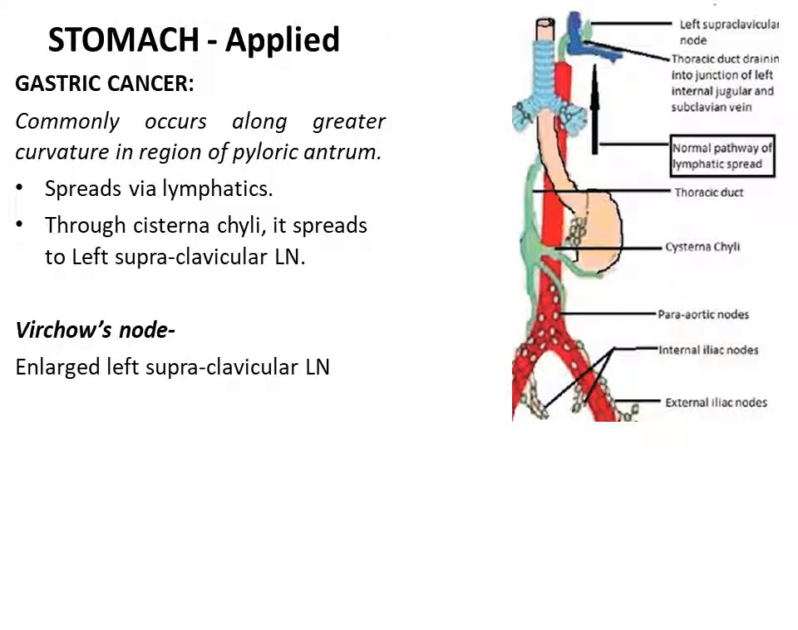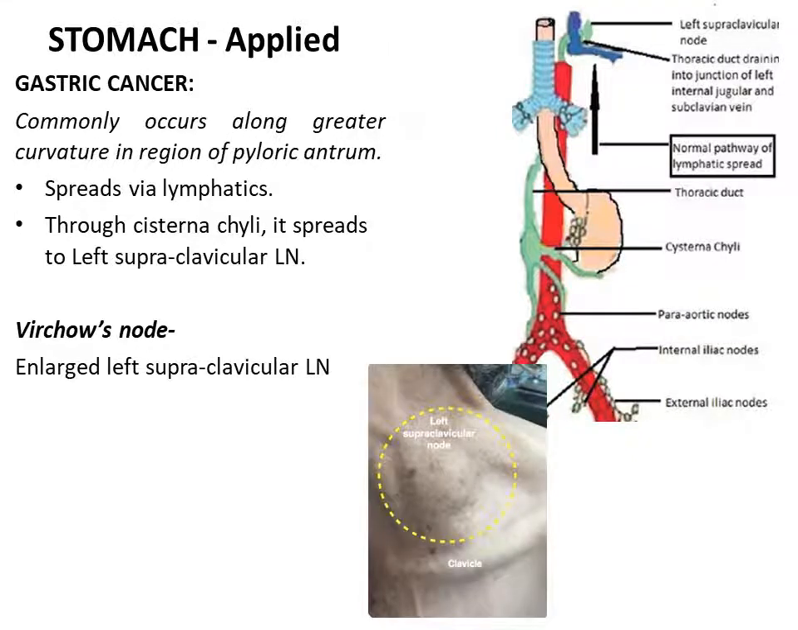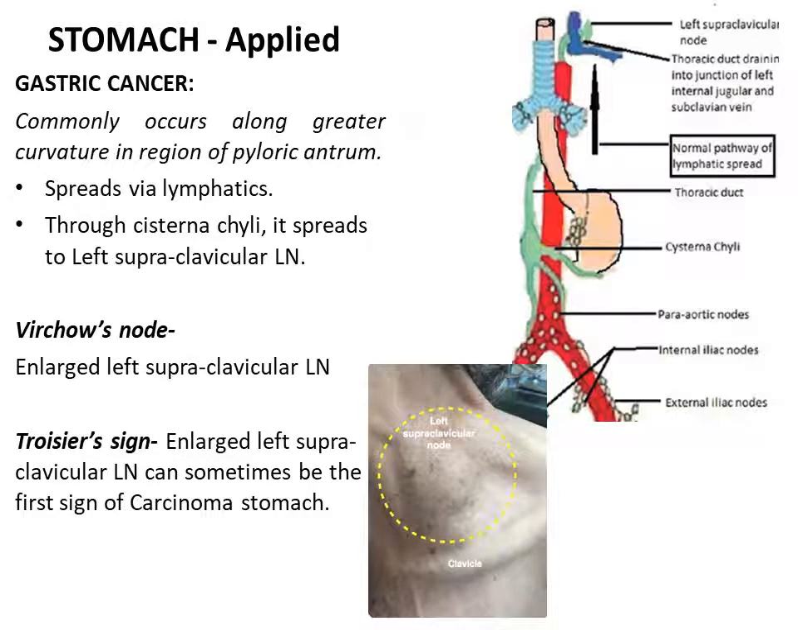These left supraclavicular lymph nodes, in case they are enlarged, are known as Virchow's node, and sometimes these may be the first sign of a carcinoma of stomach, known as Troisier's sign.